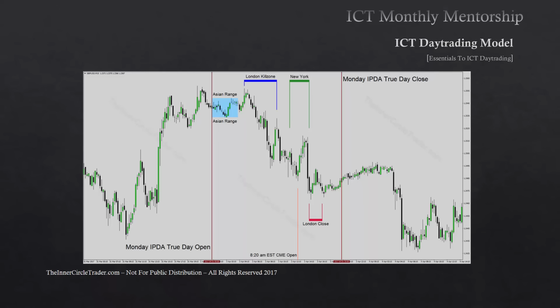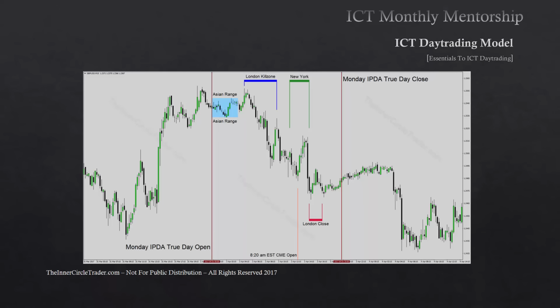The high that forms in the New York session, there's a swing high that forms, and it trades down into the London close. London close makes the low of the day, goes into consolidation, and trades off the low for a close, or what I refer to as the New York close. When I say New York close, I'm referring to the IPTA true day close. It just saves me the time of saying IPTA.